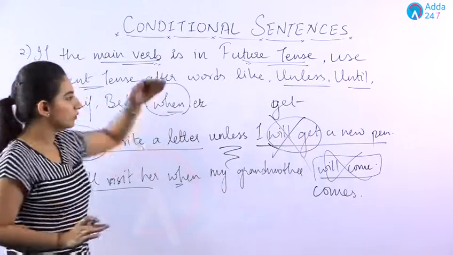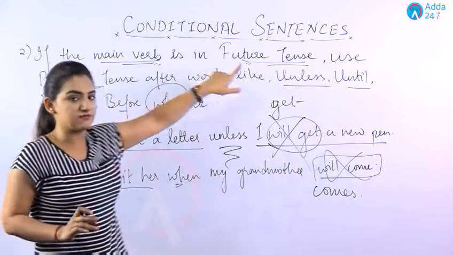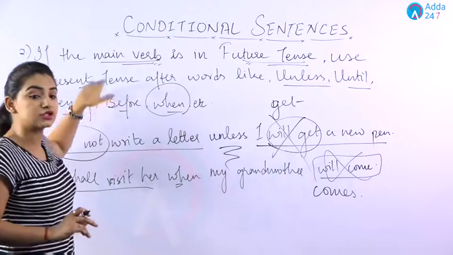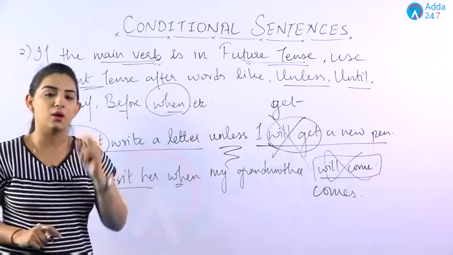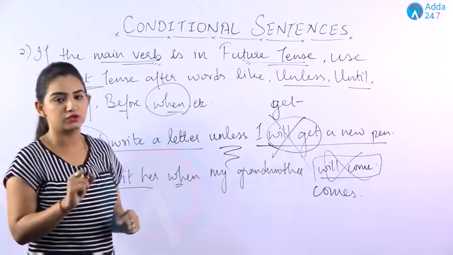So, let's take a review. It says the main verb is in future tense. The present tense should be used after words like unless, until, even if, before and when. Let's move on to the next rule.